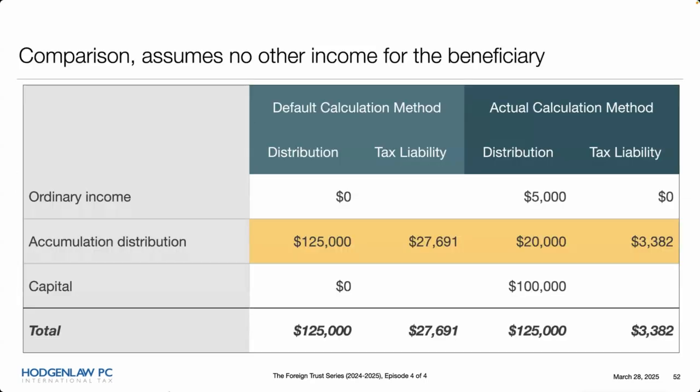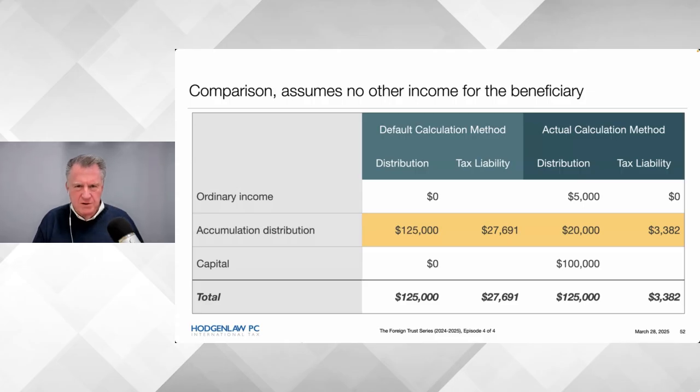So let's compare the two and read them and weep, all right? Look at the total tax liability for the default calculation method, $27,691, and the total tax liability for the actual calculation method, $3,382. Well, I know what I'd rather have, but let's look at it a little bit closer.